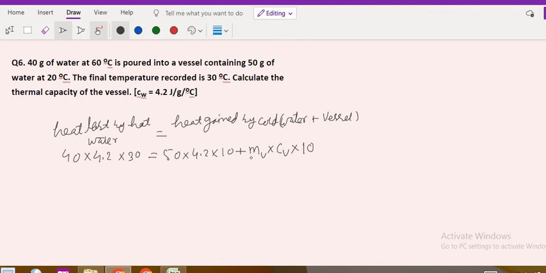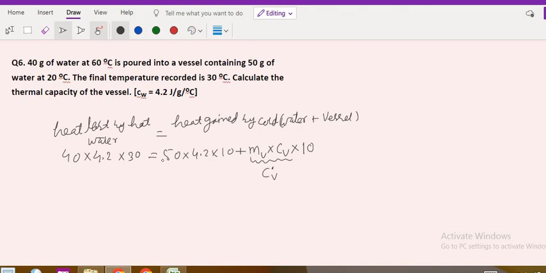Now if you identify this term, mv into Cv, Cv is the specific heat capacity of the vessel, mv is the mass of the vessel. So the product of these two terms is giving me nothing but the heat capacity or the thermal capacity of the vessel, whose value is to be calculated here. Okay, so let us now solve this.